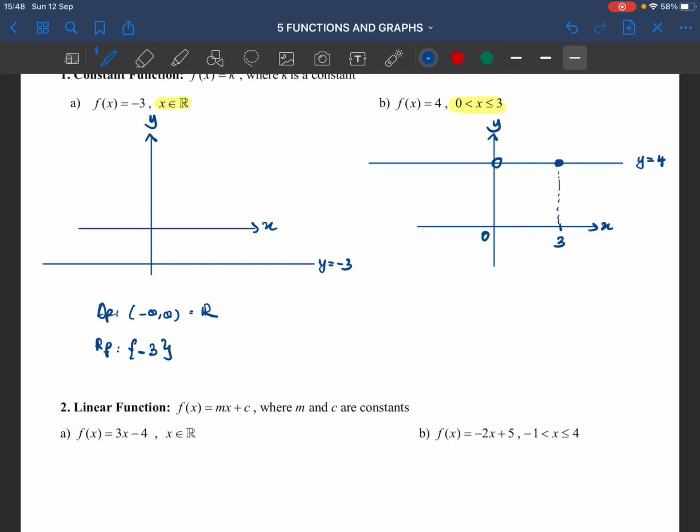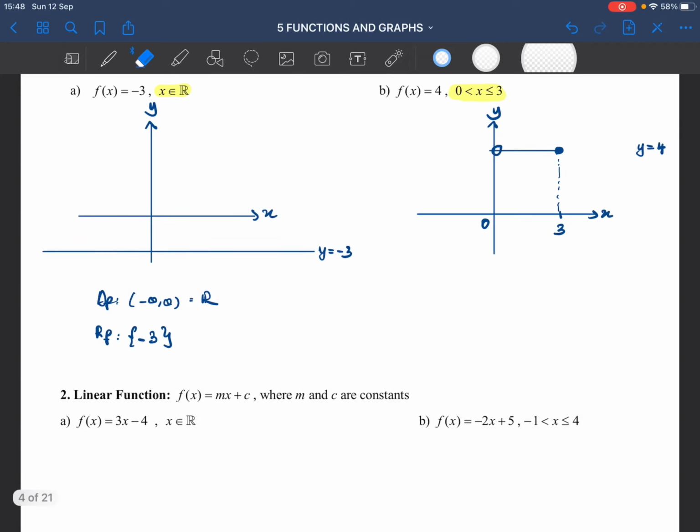Okay, so yang kita nak hanyalah yang di sini sahaja. Selain daripada tu kita tak nak, so kita padam. Okay, kita tak nak, kita padam. So this is a constant graph when x is between 0 dengan 3.